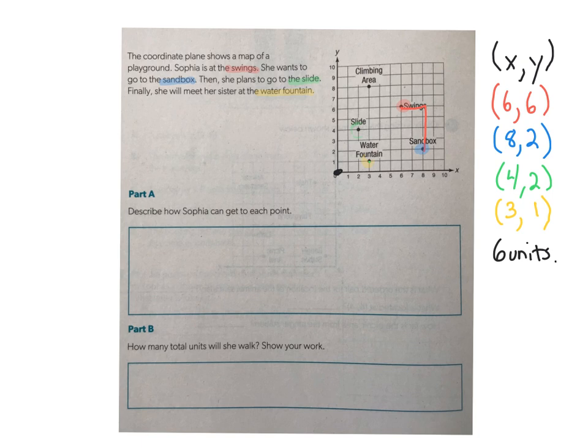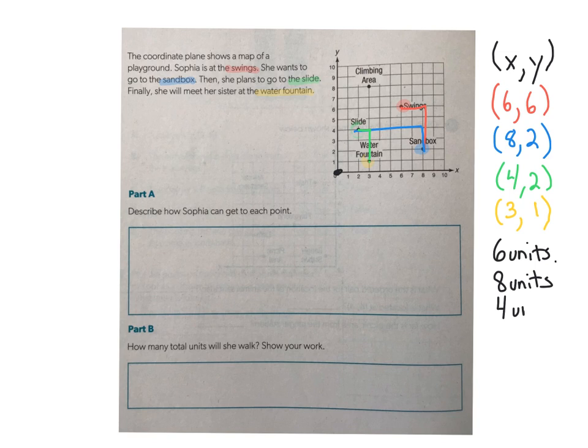And then I am going to take her movement from the sandbox to the slide. Again, that was up 2 units and left 6 units. And I know that 2 plus 6 equals 8, so that was a total of 8 units. And finally, going from the slide to the water fountain, she moved 1 to the right, and 1, 2, 3 down. 1 plus 3 equals 4, so that gives me a total of 4 units.